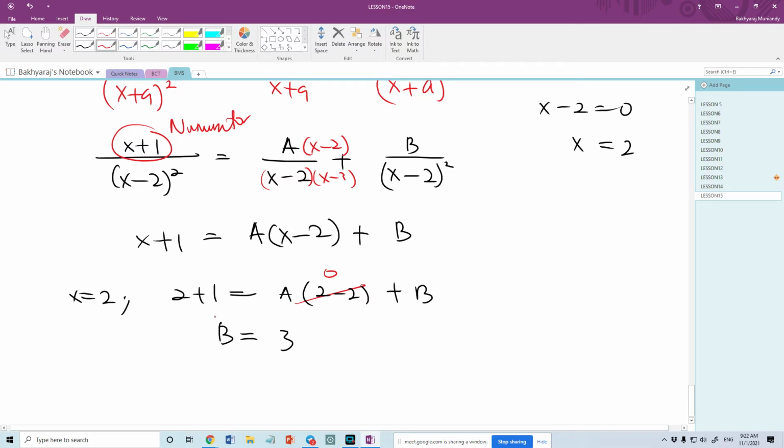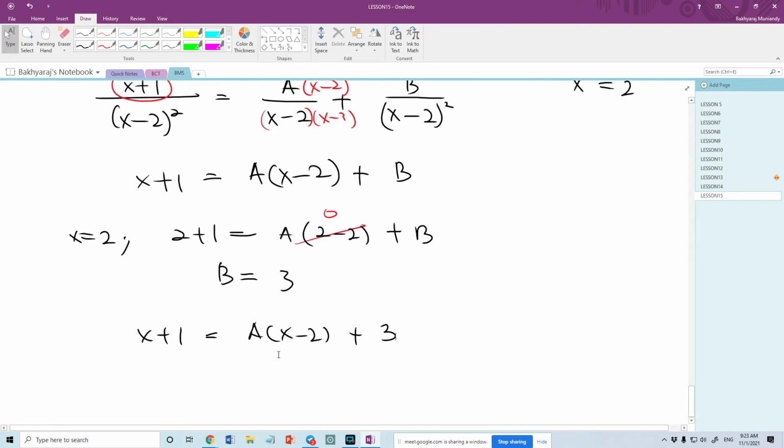Okay, itu satu cara. Boleh? Okay, boleh juga. Okay, so kalau saya dapat, okay, betul. X tambah 1 sama dengan A, X tolak 2 tambah 3. Lepas tu? Lepas tu berapa? Boleh? X sama dengan 2, you dapat balik 3. You tak dah selesai A. Faham tak? Kalau you ganti 2, 2 tolak 2 jadi A kosong. You tak dapat cari A.